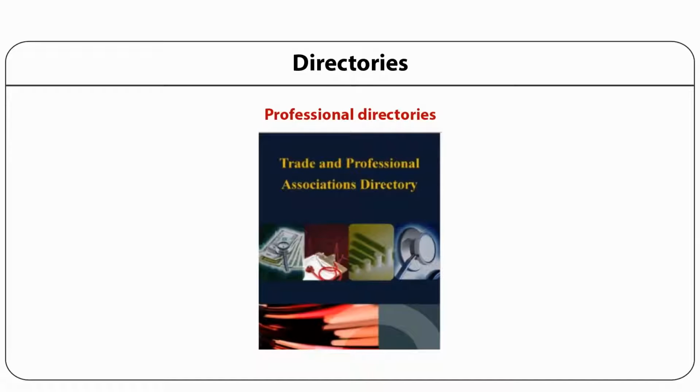Professional directories. There are thousands of learned societies and associations in the world in every field of knowledge. Members of these associations are scholars in their area of specialization. These associations also compile directories listing details of their members.